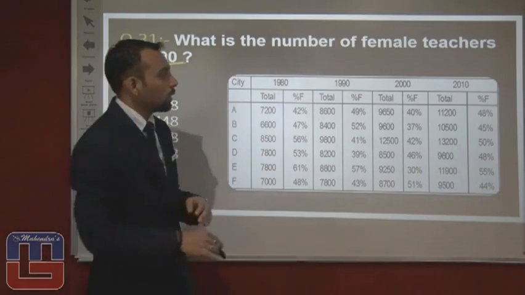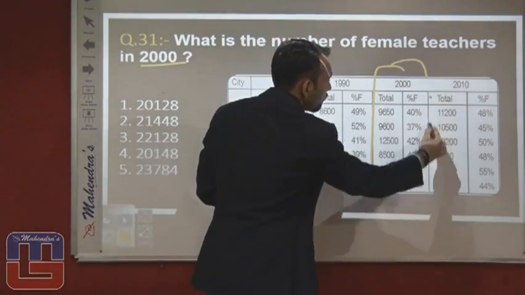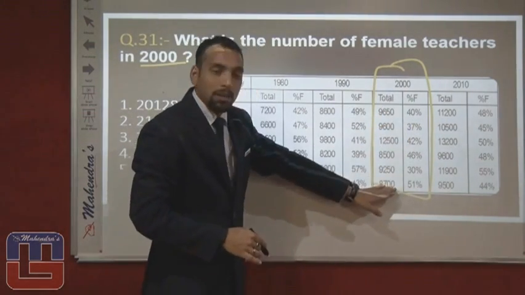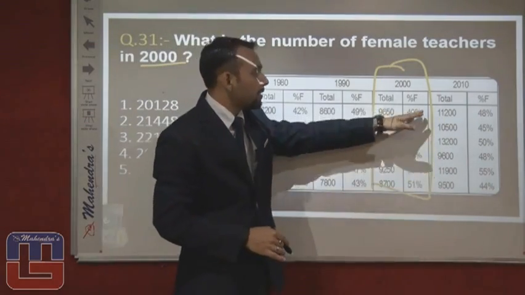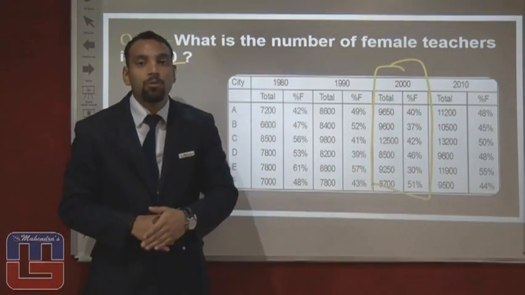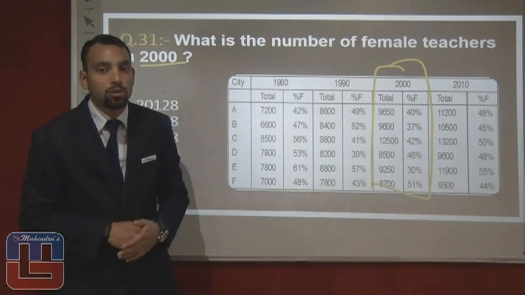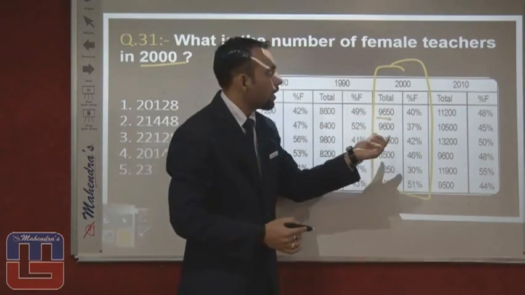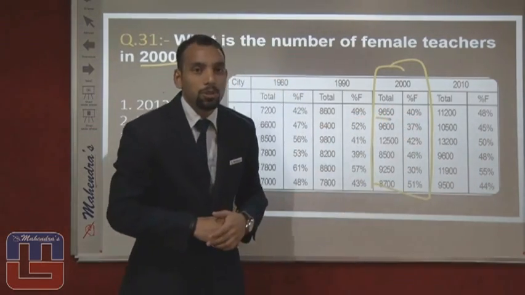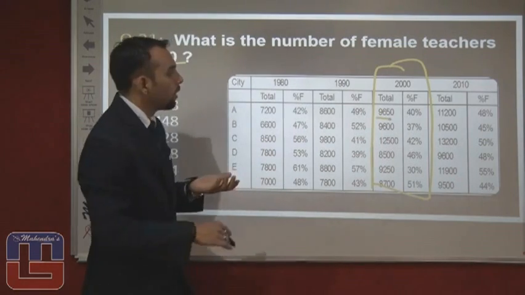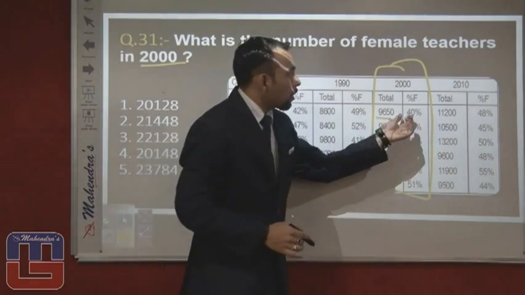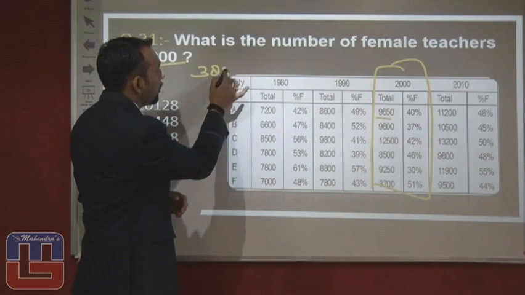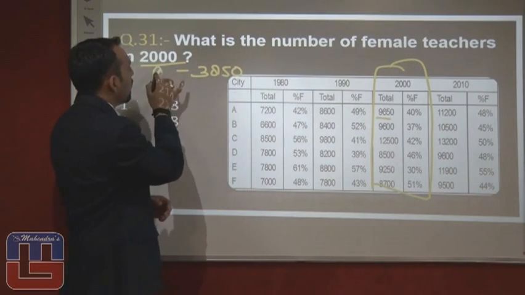If you talk about the 2000, you can see this one will be the data of year 2000. Now see, this is the total number of primary teacher and it is the percentage of female. And we have to find the total number of female teachers. So how you will solve? Firstly, we will solve this 9650. You can say 40% of 9650, which will be equal to 3850. It is in city A.